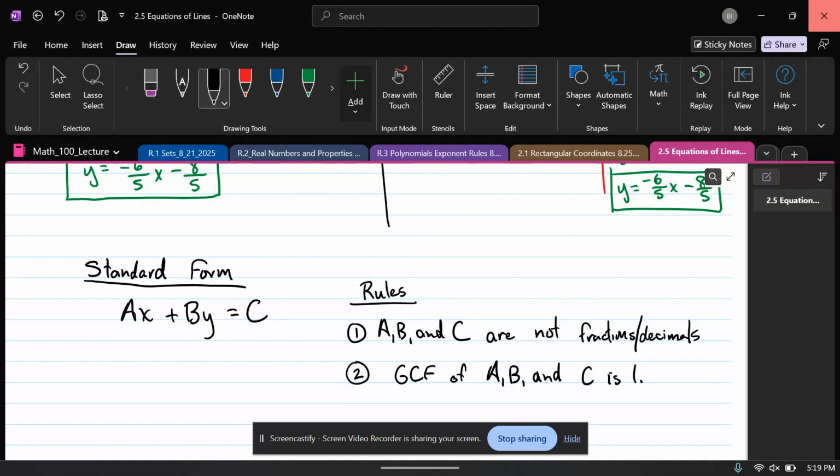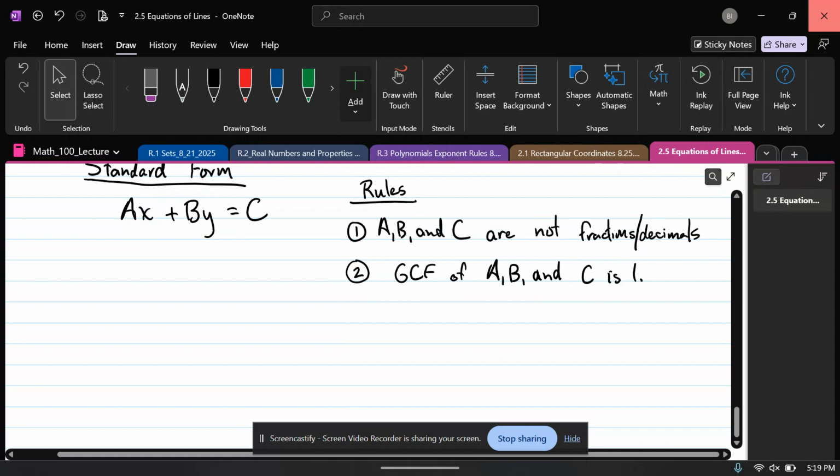Our author doesn't abide by that rule about the no negative in front of x either. Okay? So x and y are on the same side. The a, b, and c are just numbers. They're numbers that are not decimals and not fractions. Okay, so we have to deal with that a little bit as we go through here. Okay, so let's start off easy with example F.